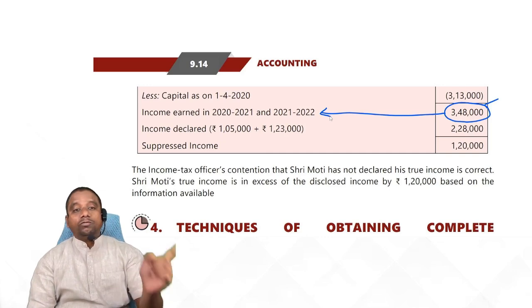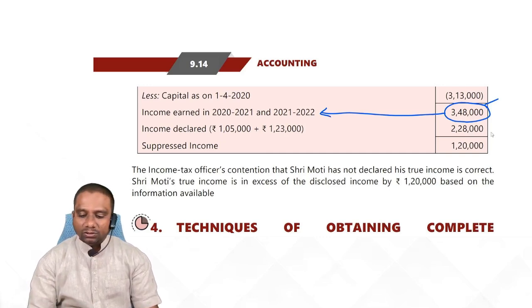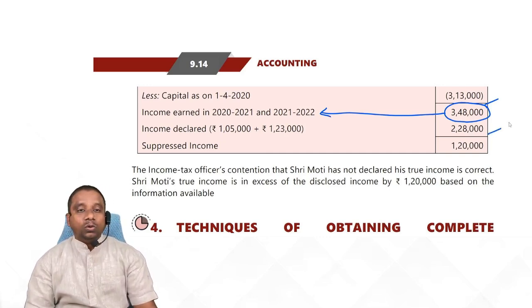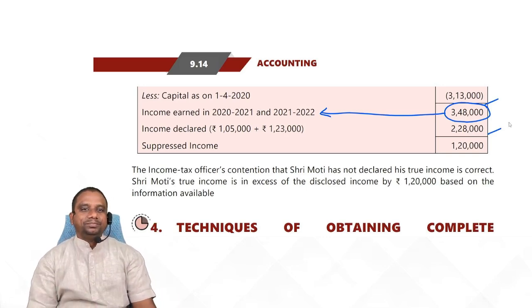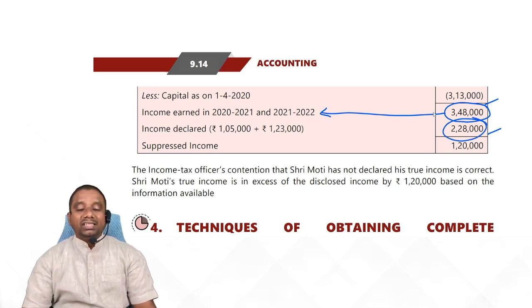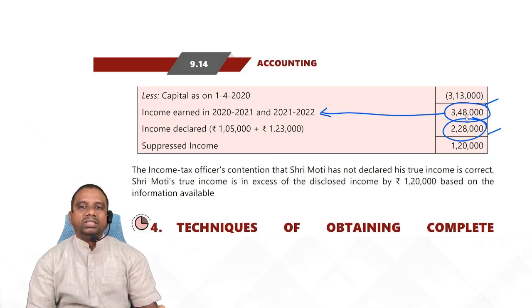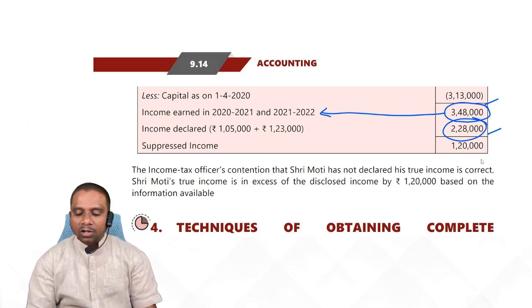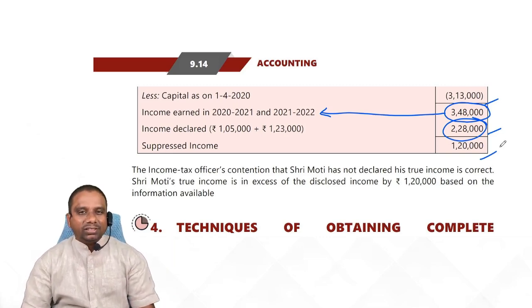But how much profit was disclosed by Sri Moti to the income tax department? 2,28,000 only. So the income tax officer's contention is correct. Here the income is suppressed. How much income is suppressed? 3,48,000 original income minus 2,28,000 disclosed income. 1,20,000 rupees income is suppressed. Is it clear, students? Next one.